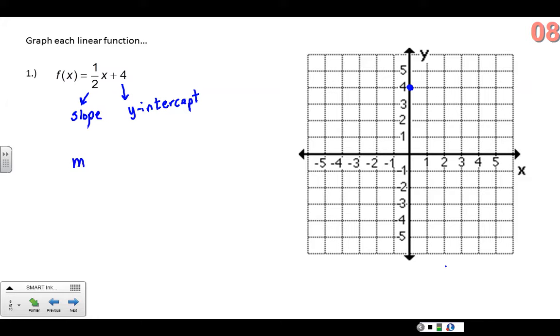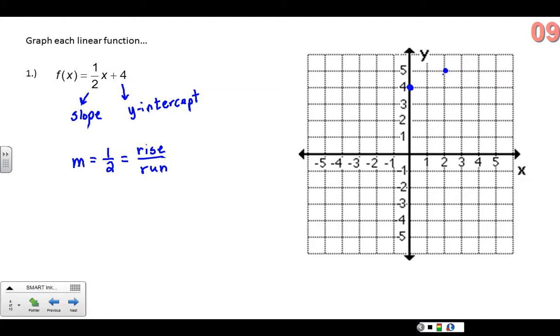1/2. So if the slope is 1/2, that means the rise is 1 and the run is 2. So from the point we've already plotted, we plotted the y-intercept, we're going to use the slope over 2. The run is 2, so over to the right 2. So 1, 2 units. Hold your pencil there. And the rise is positive 1, so we're going to go up 1.